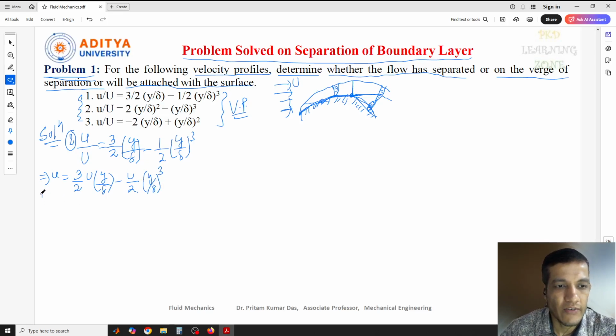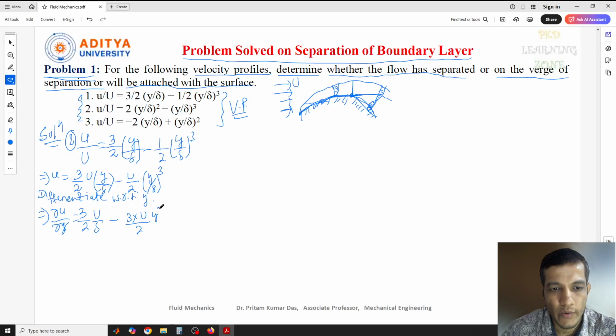Now I'll differentiate this equation with respect to y. After differentiating, what do I get? Del u by del y equals 3 by 2 times U by delta, minus 3 times U by 2 times y square by delta cube. Let's write delta cube here like this. Okay, no problem. This is the equation.